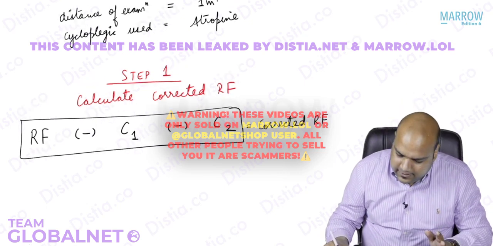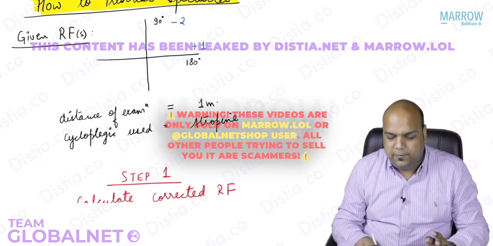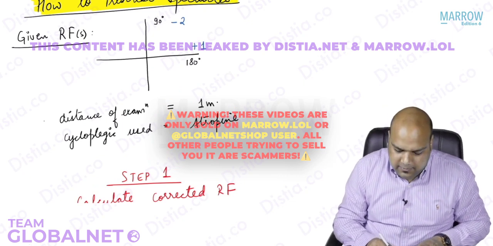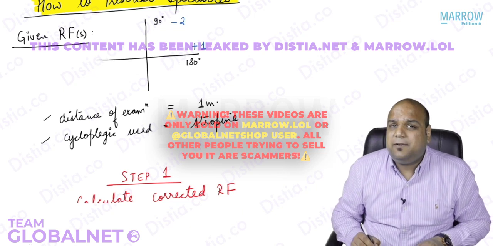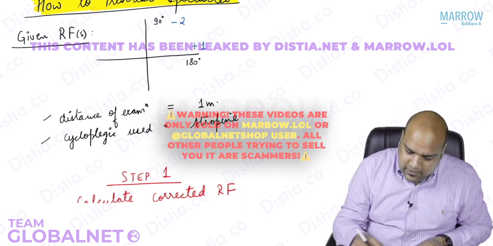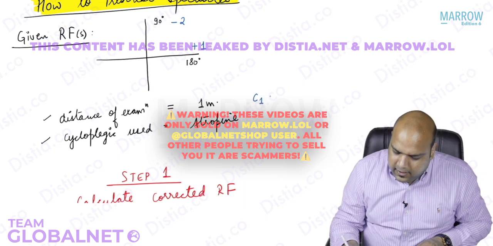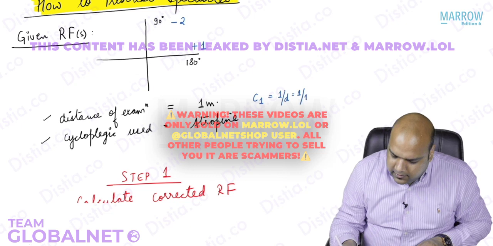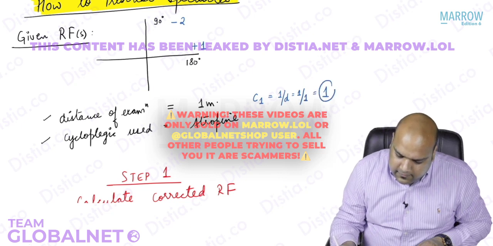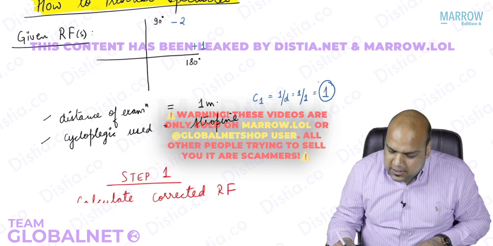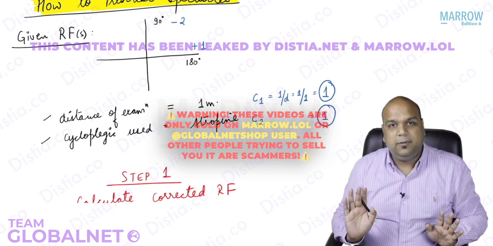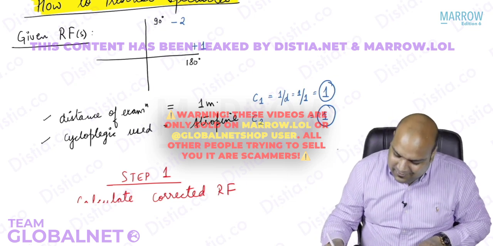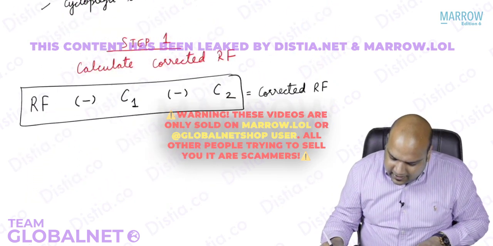If not, let's understand. We have been given the retinoscopy finding, we have been given the distance of examination, which should give correction factor 1, and cycloplegic used, which should give correction factor 2. So let's see, what is our correction factor 1? Our correction factor 1 is 1 by D, which is equal to 1 by 1, which is equal to 1. For atropine, we just saw that correction factor 2 will be equal to 1. So now let's see what our corrected RF becomes.